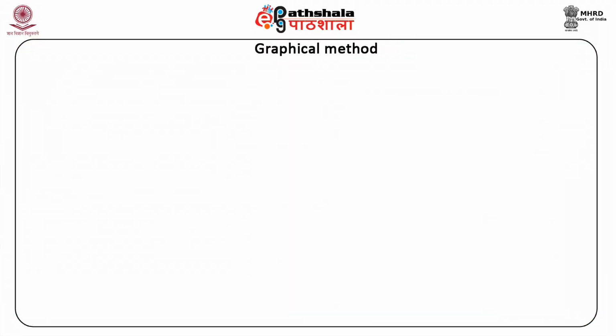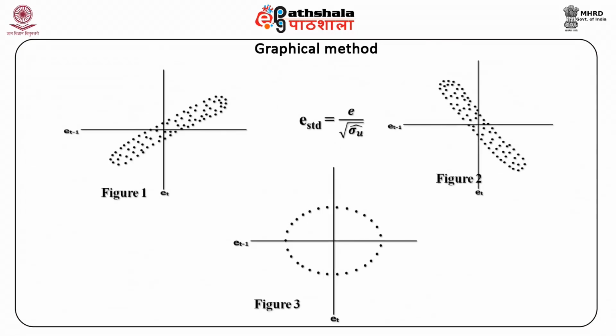Graphical method. The presence of autocorrelation can be detected by looking at the residual plot. The graph of estimated residuals may be plotted in several ways. First, we can plot the residuals against time, or we can plot the standardized residuals against time. The residuals are standardized by dividing the residuals by the standard error of regression.